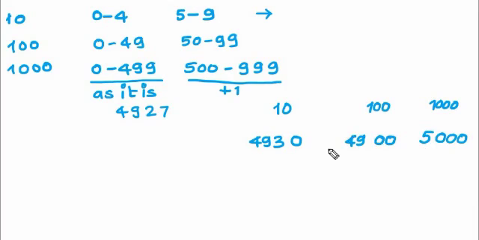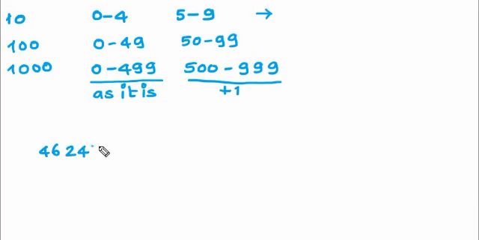Let's take one more example. Let's take 46,247. Round off to the nearest 10. Nearest 10, one 0, so the last digit, 1 digit, becomes 0. Compare the last digit, 7. 7 is here, in 5 to 9. Between 5 to 9 means it becomes plus 1. The next digit, which is 4, becomes plus 1, which becomes 5.